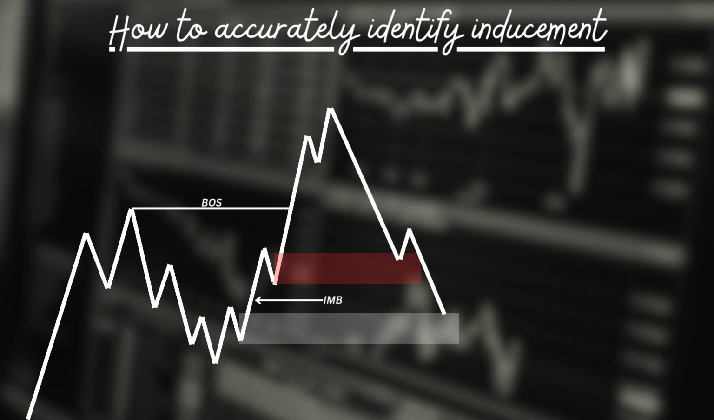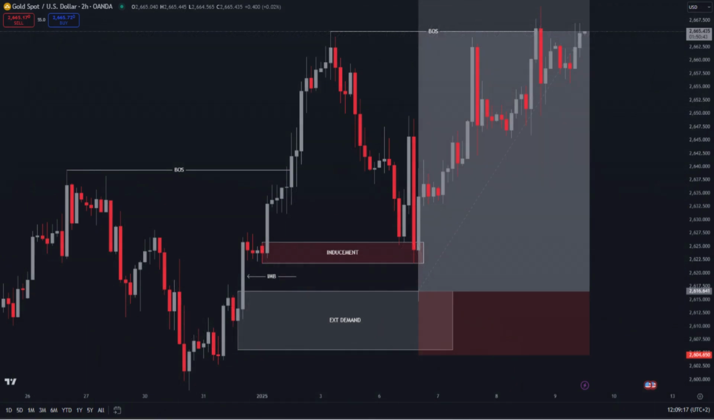Let's revisit some of the price chart examples we looked at earlier to break down how to spot inducement in real time. In this example, for this order block to qualify as an inducement, we need to analyze what's happening below it. The first thing we notice is a clear imbalance right beneath the order block. This imbalance indicates inefficiency in price action that institutions are likely to target. Secondly, we can see an extreme demand zone just below the imbalance. With these two conditions in place, we can confidently conclude that this order block is an inducement.